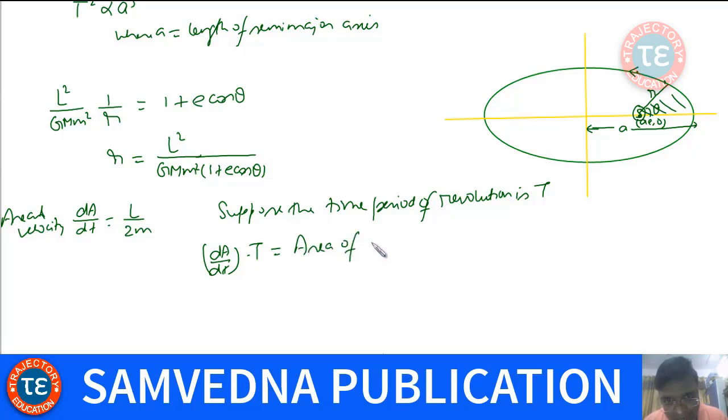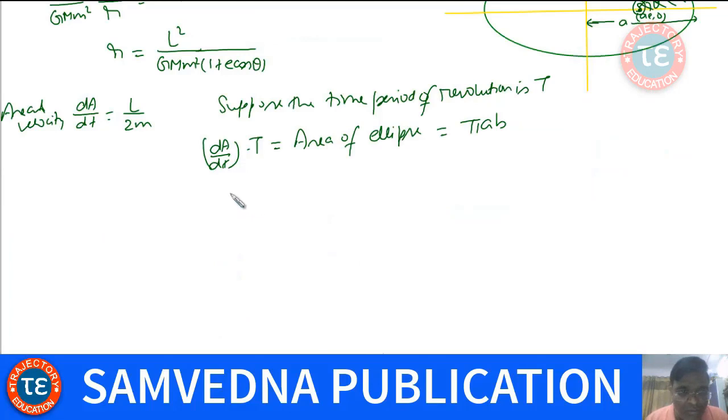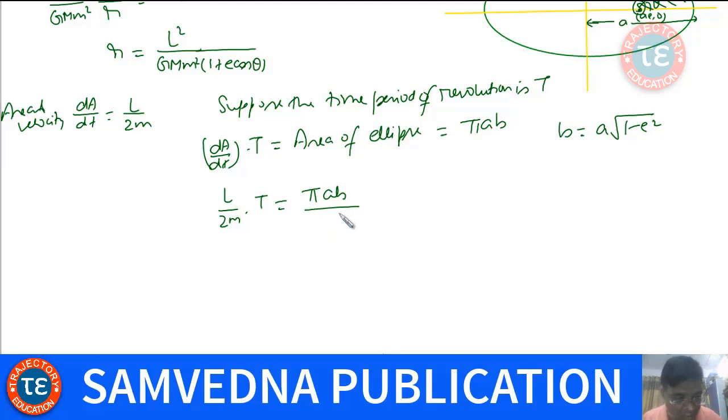So this is going to be the area of the ellipse. And what is the area of an ellipse? Area of an ellipse is pi ab. So we get L upon 2m into T equals pi ab, and we have one more relation: b is a root of 1 minus e squared. So we can write T as pi a squared root of 1 minus e squared into 2m by L. So how will you get L now?